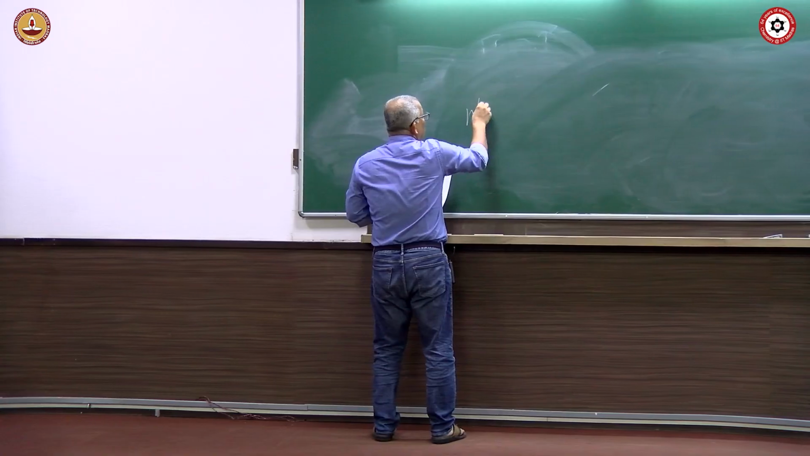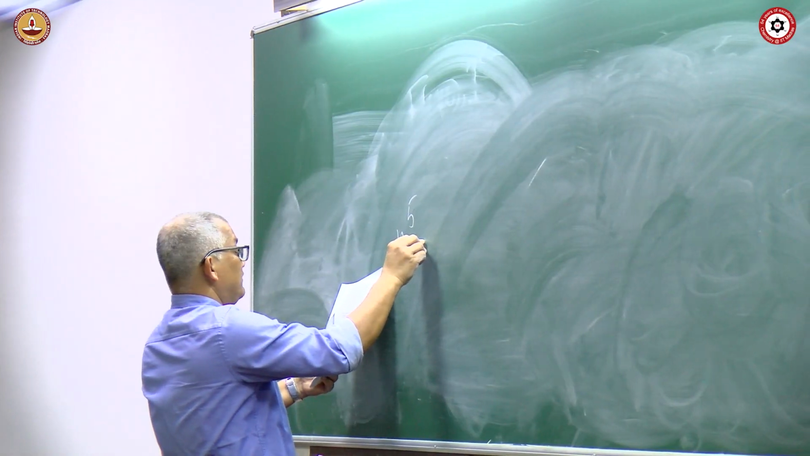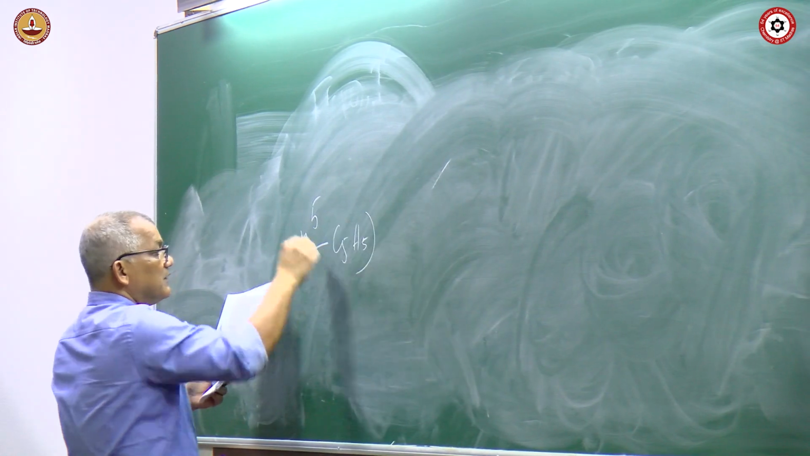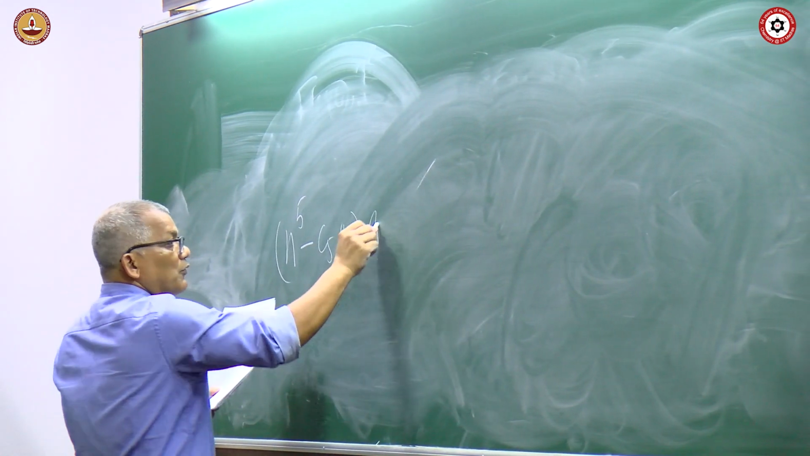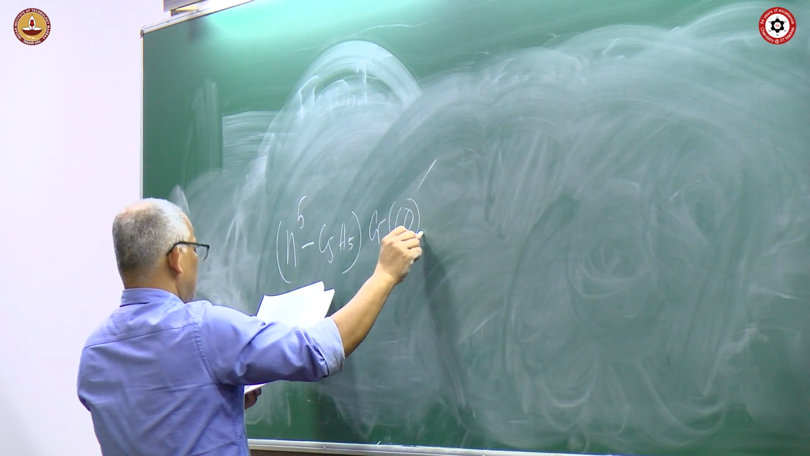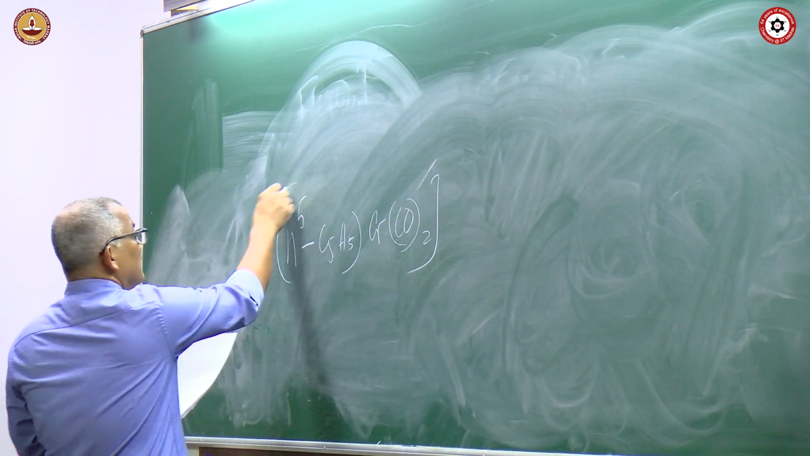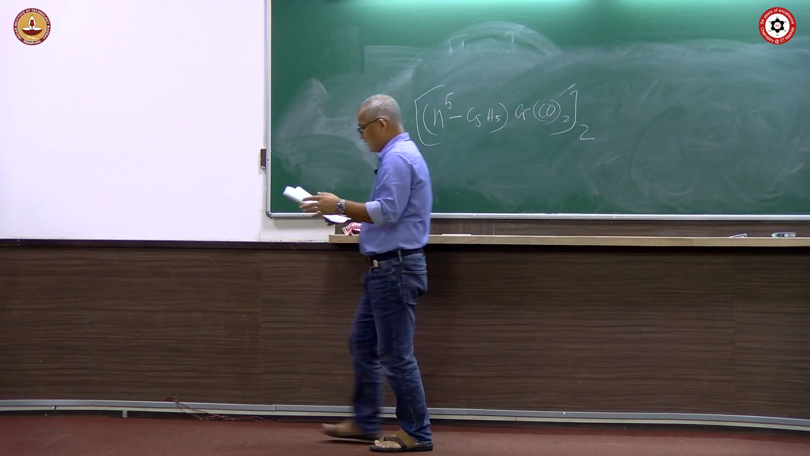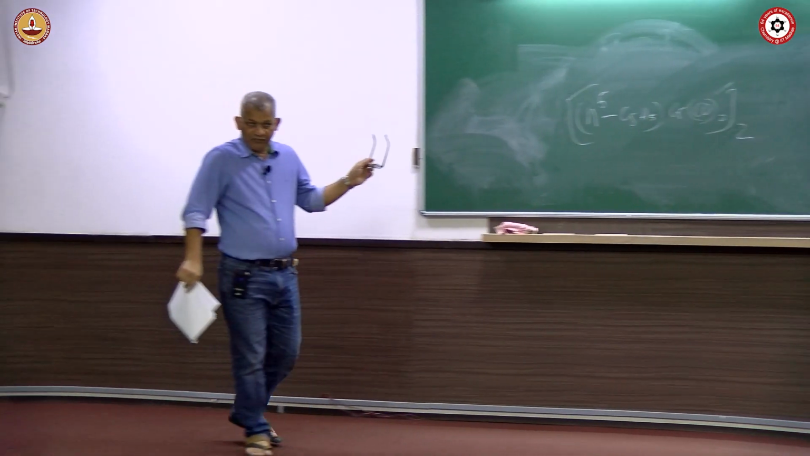Okay, you have one compound, eta 5 C5H5 chromium CO2. Okay, so I am giving you a problem.